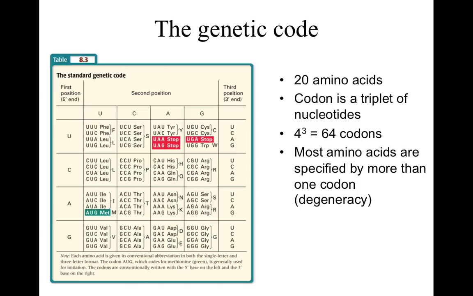And here is the magnificent genetic code. One thing to note is that the code is degenerate. Most amino acids are specified by more than one codon. This can be seen by the fact that there are 20 amino acids, but the codon is a triplet of nucleotides. As a result, there are 4 times 4 times 4, or 4 to the third, which equals 64 possible codons encoding for 20 amino acids and the 3 terminator codons. Thus, most amino acids have 2 or more corresponding codons.